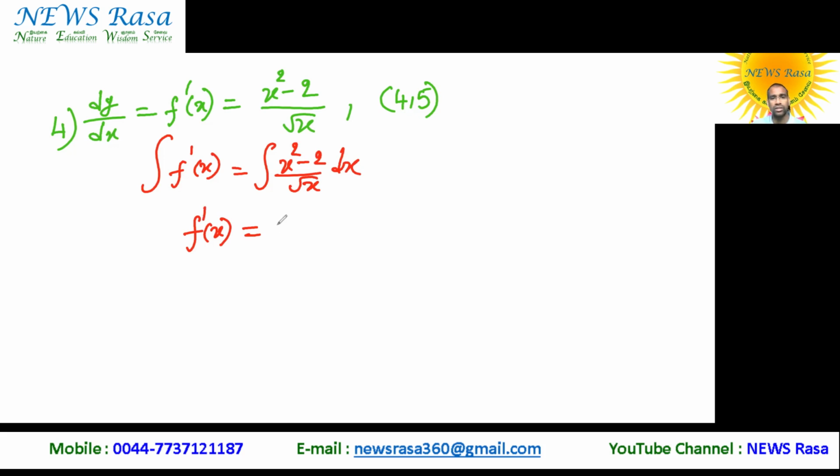But before we do the integration, we have to do some adjustments to the given function, right? Why? Because that is not in the standard form that we would like. So we'll have to do some simplification here. What we do is we split the function like this. I'm just writing the bottom one as x to the power of half, because you know that square root of x is basically x to the power of half. And I'm writing it for a reason.